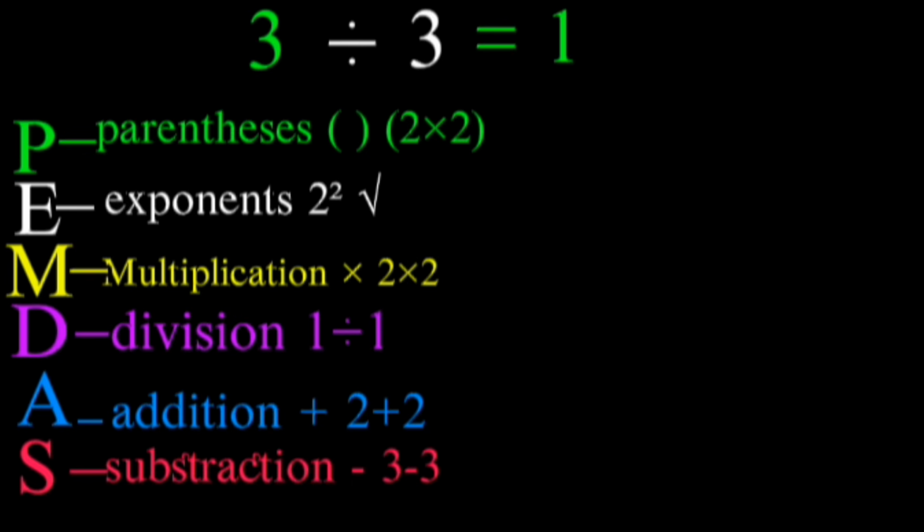Each letter in the word PEMDAS represents one step. P stands for parentheses, E stands for exponents, M stands for multiplication, D stands for division, A stands for addition, S stands for subtraction. When we face a complex mathematical expression, we must first solve the parentheses, then we calculate the exponents. After that, we move on to multiplication and division, and finally, we perform the addition and subtraction.